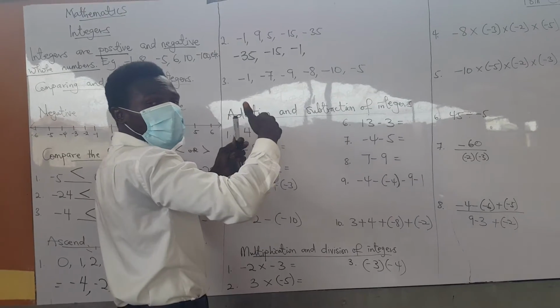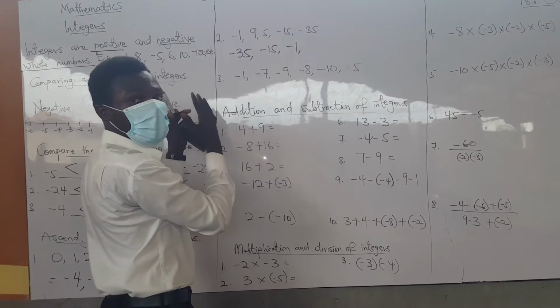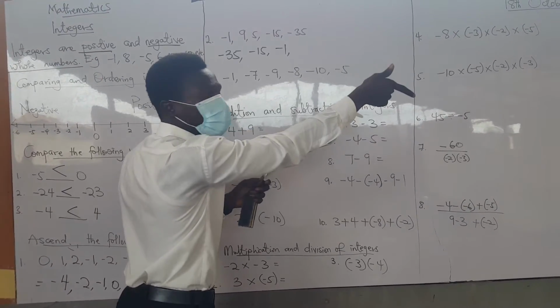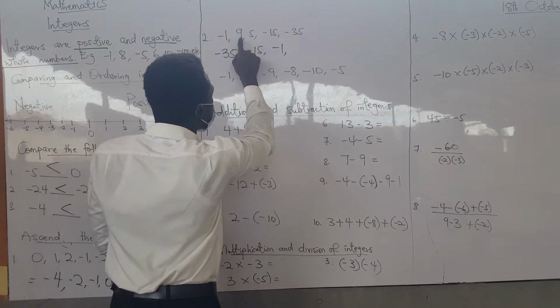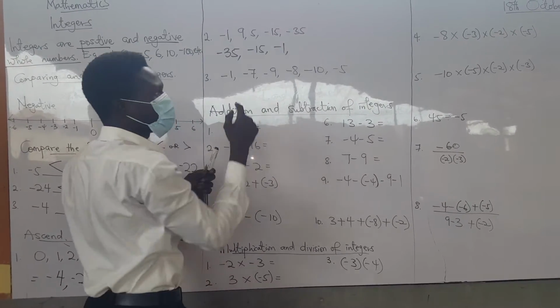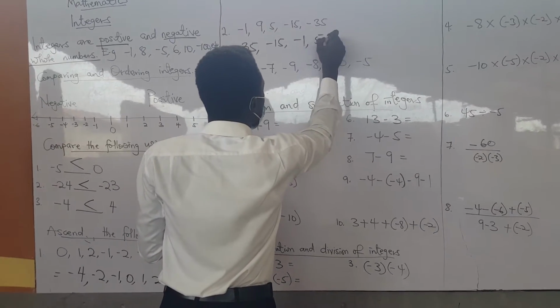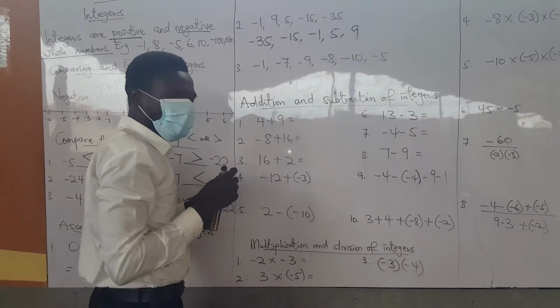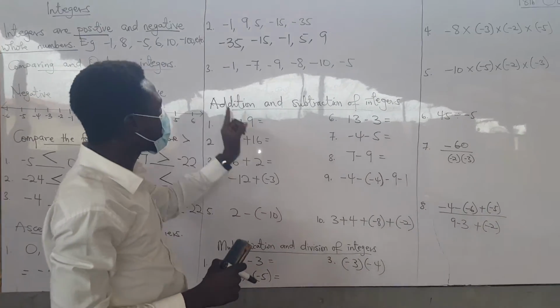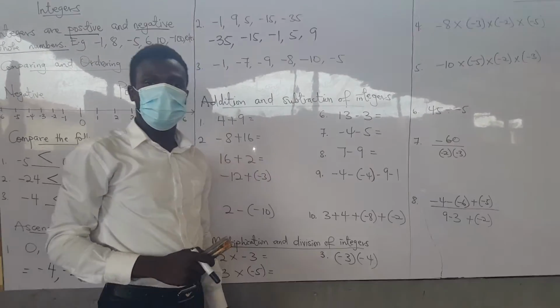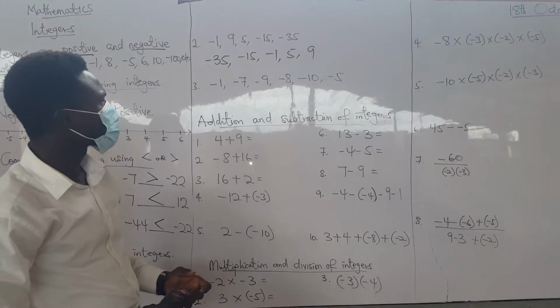So after dealing with the negatives, then we consider the positive numbers. So now I have 9 and 5. 9 and 5, which one is less? It's 5. So the 5 will come, then finally the 9. And this is the ascending order of integers.